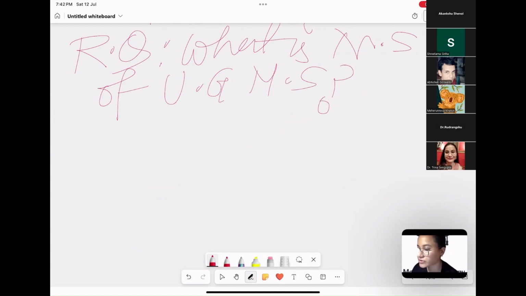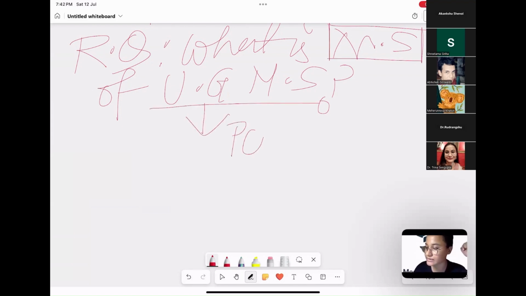This is our research question. So what is the condition we are studying here? That is nutritional status. This is the condition we are studying. Among who are our population? It is the undergraduate medical student. So we have defined the population, the undergraduate medical student.